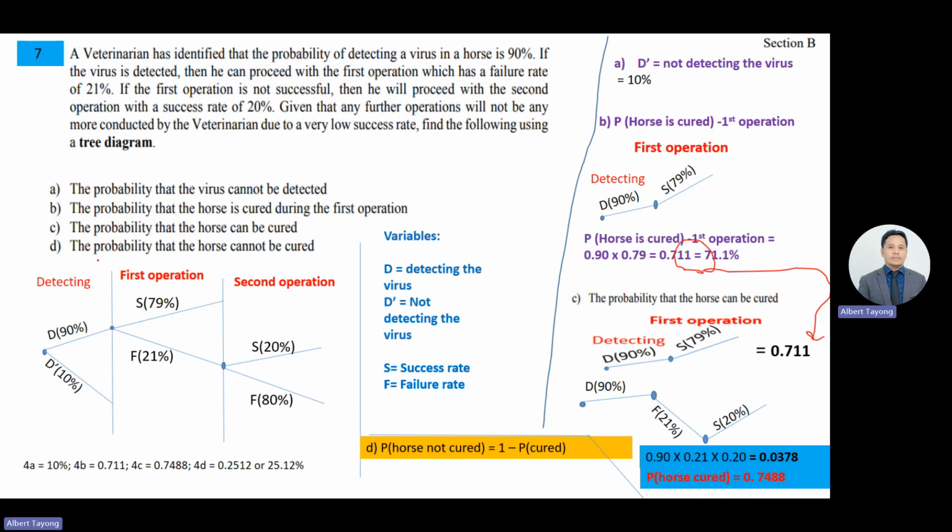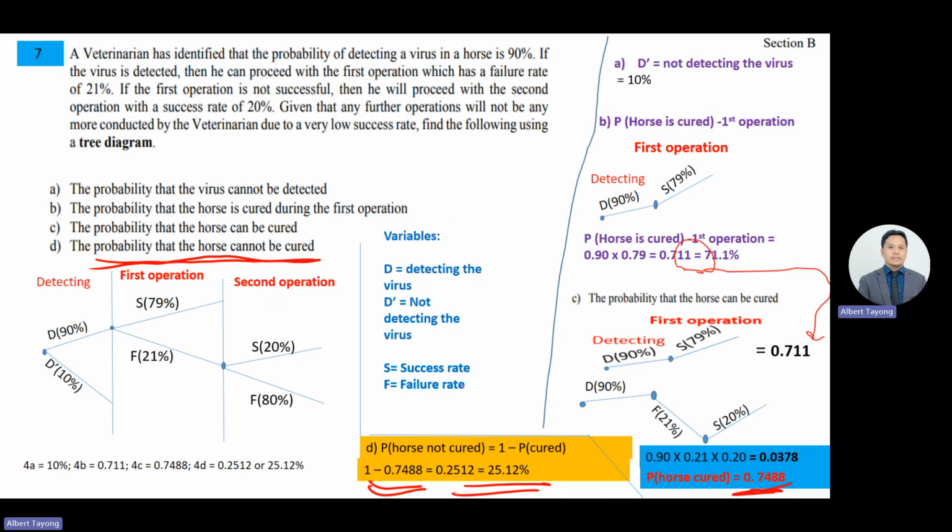Question is, what is the probability that the horse cannot be cured? So we have the cured already here, 74.88%. So P horse not cured is the opposite. So 1 minus P cured, 1 minus 0.7488 is the opposite. So that is 25.12%. 0.2512 times 100.